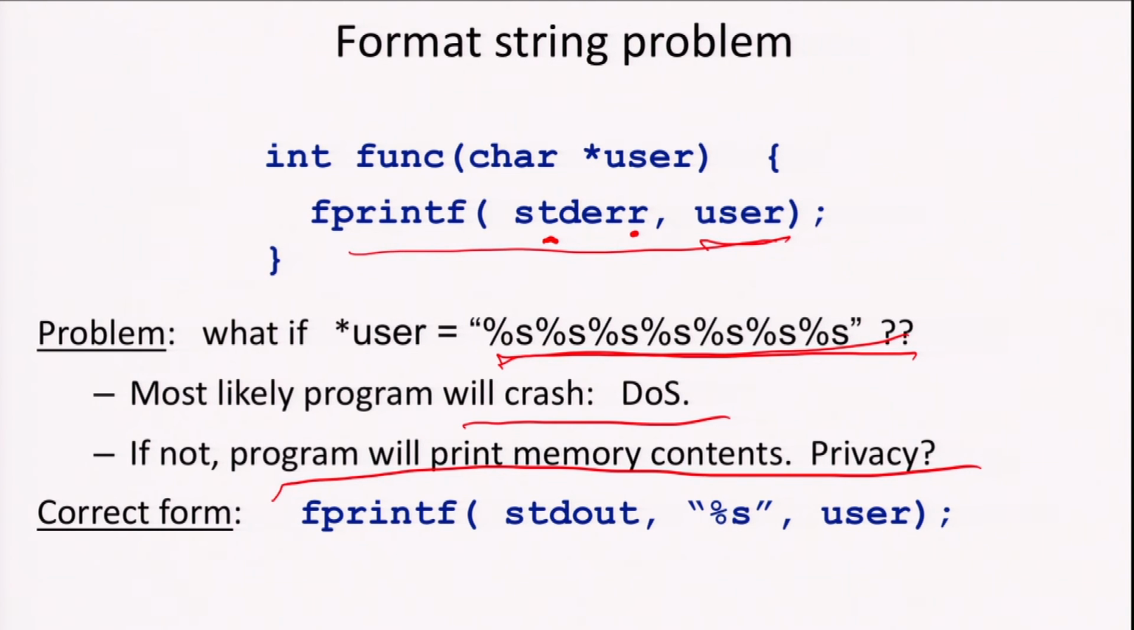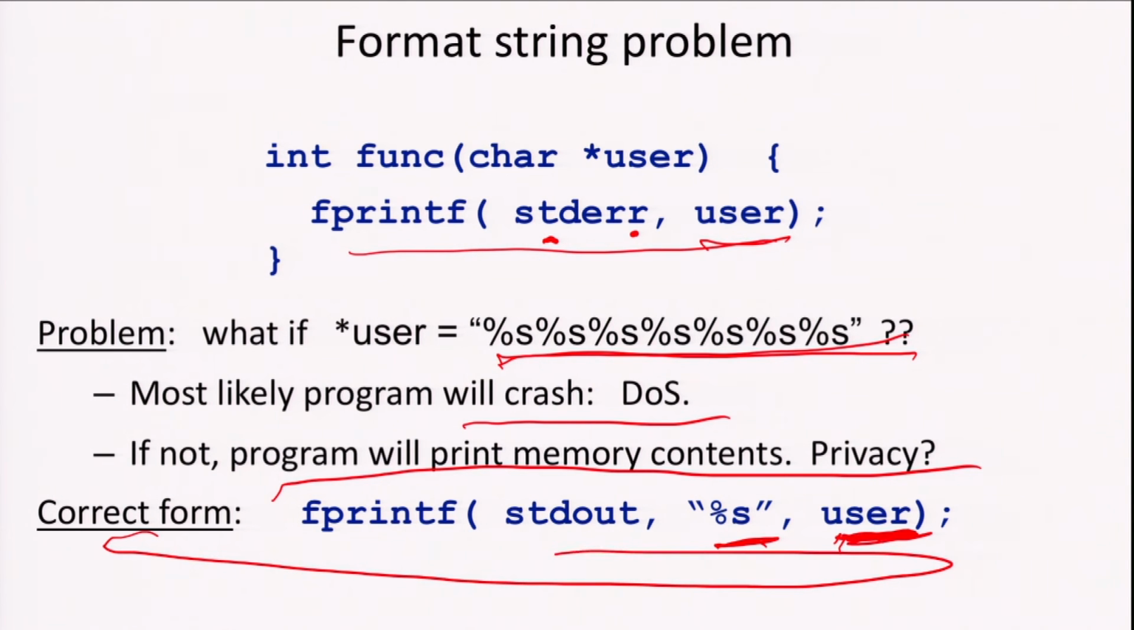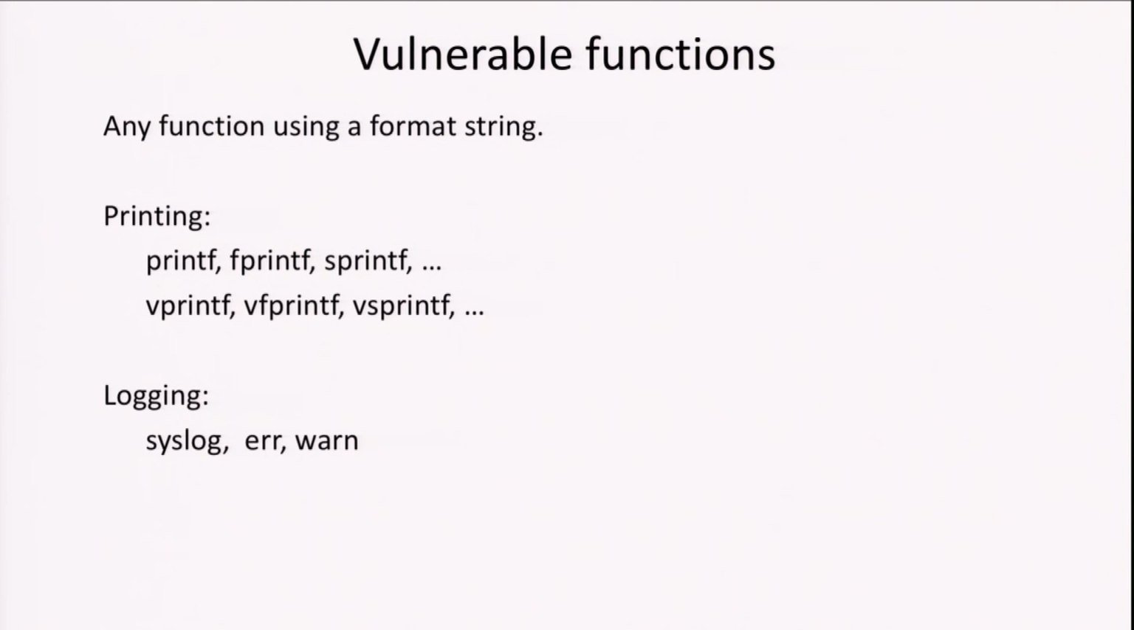So the correct form would be that if you want to print the string associated with this variable, you must put your own formatting instruction, so that if there are characters looking like formatting instructions in the string being passed, they are not interpreted as string formatting instructions. This is a common mistake done by many programmers, and it has been found happening in real systems. There are many functions vulnerable to this format string vulnerability, like printf, fprintf, sprintf, vprintf, and so on.